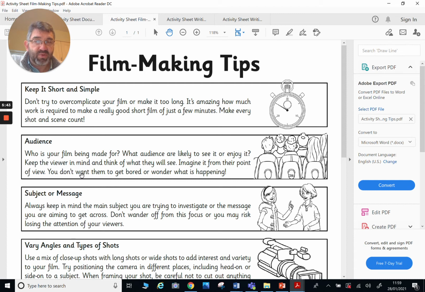Audience, this is really important. Who's going to watch it? If you're going to have adults watching it, think about what they'd like to see. If you're going to have children or even young children watching, think what they would like to see. You don't want your audience getting bored.